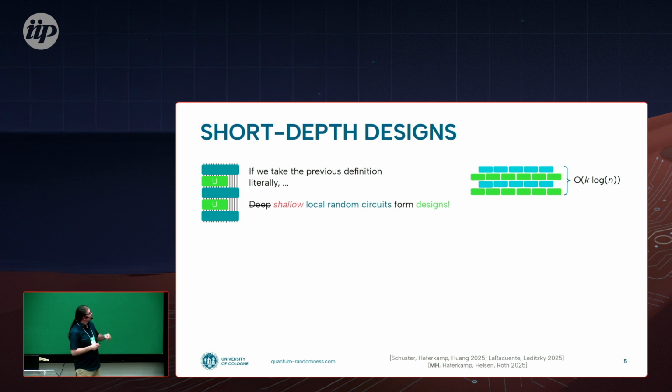Namely, the definition that I just gave you here, we don't need deep circuits for that. And this was a result from '24 by Thomas Schuster, Jonas Haferkamp, Hsin-Yuan Huang, and a parallel paper by Nicholas Hunter-Jones and Felix Ditzky, that showed that actually we don't need to take deep circuits, but actually only logarithmic depth circuits. And you will not be able to tell this apart from random using experiments that look like this.